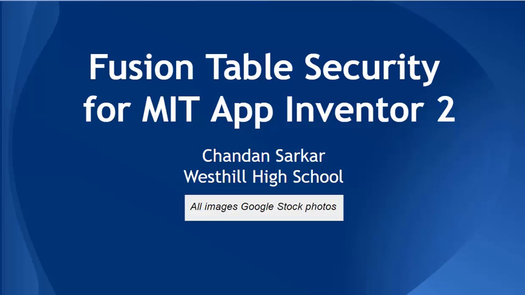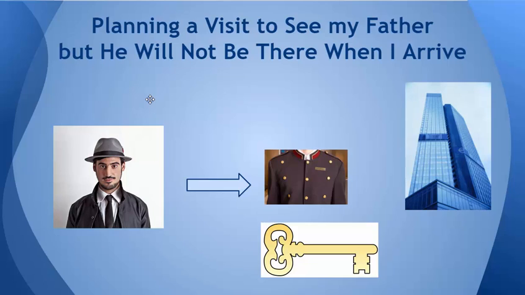This is a tutorial that describes how to set up the security between a Google Fusion table and an App Inventor 2 application. To understand how this security works, I'm going to draw an analogy. Let's say I was planning to take a trip to visit my father who lives in a faraway city.